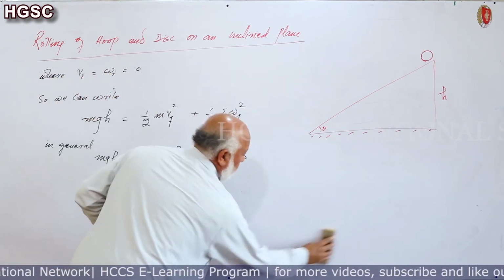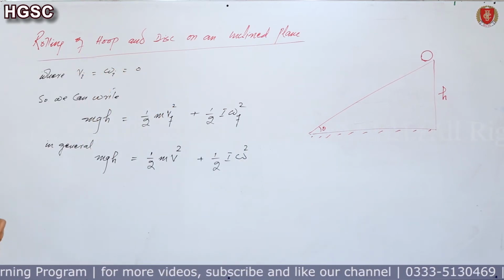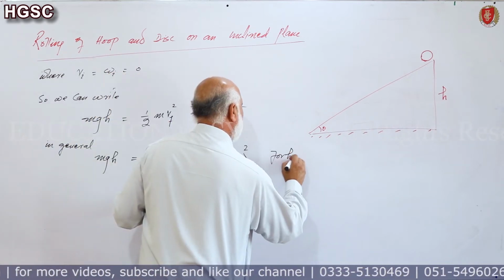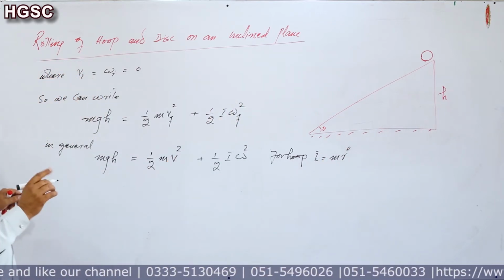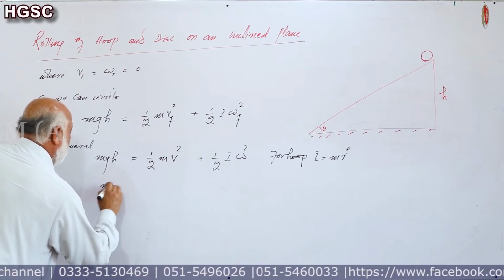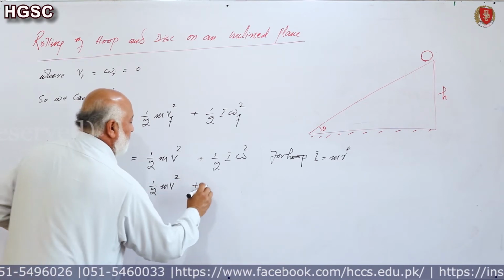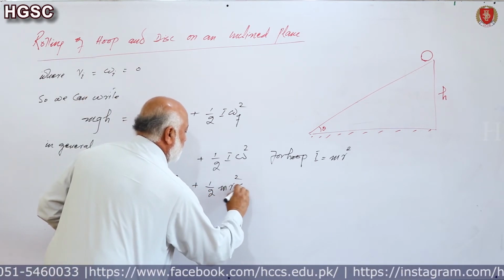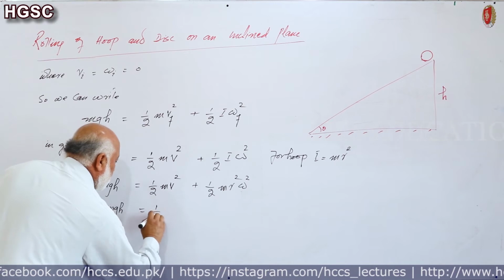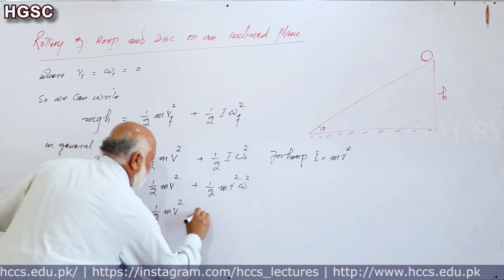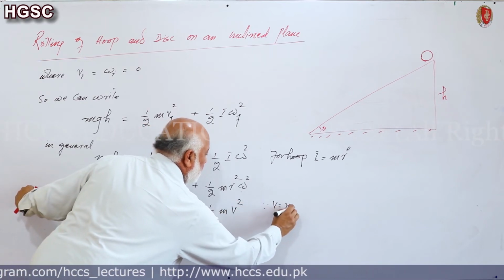अगर हम इसकी वेलोसिटी निकालने के लिए, end के ऊपर इस hoop की वेलोसिटी क्या होगी, तो for hoop I is equal to m r square होता है. हुप का मोमेंट ऑफ इनर्शिया m r square होता है. तो mgh is equal to half m v square plus half of m r square omega square. अगेन mgh is equal to half m v square plus half m v square, because v is equal to r omega होता है.